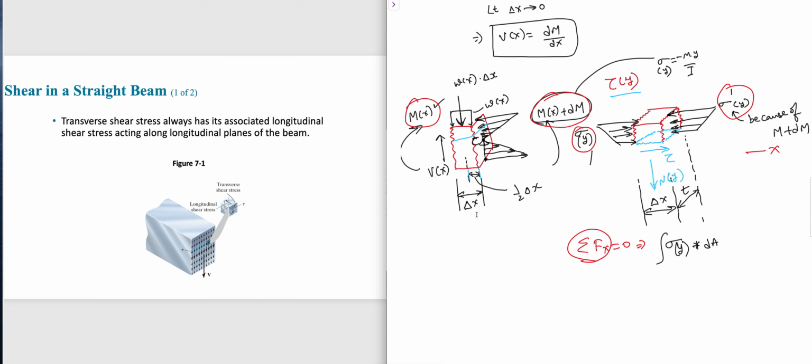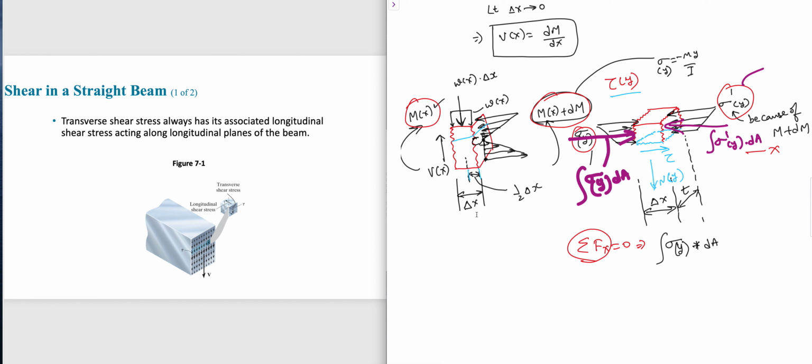Let me use a different color. So the total is the integral of sigma of y times dA. Similarly, what do we get on the left hand side? We get the same thing. Due to sigma dash, we get the integral of sigma dash of y times dA. We have to take the area integral.